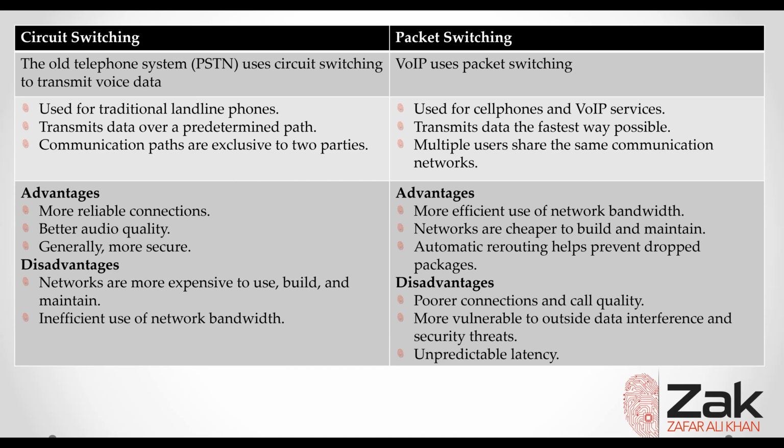So let's discuss the circuit switching pros and cons. In short, advantages of circuit switching is that they are more reliable connections, better audio quality, generally more secure, and the disadvantages are networks are more expensive to use, build, and maintain for circuit switching, and inefficient use of networks bandwidth. Now let's discuss in greater detail.